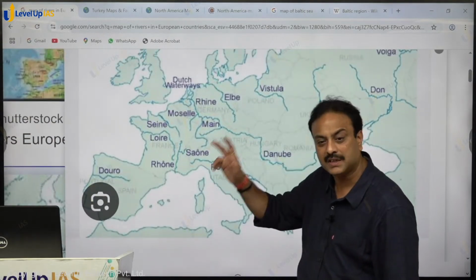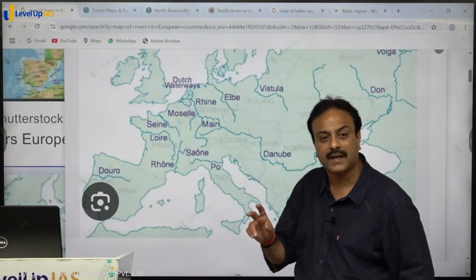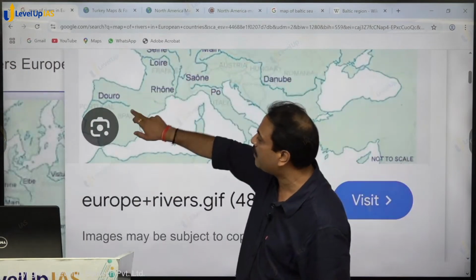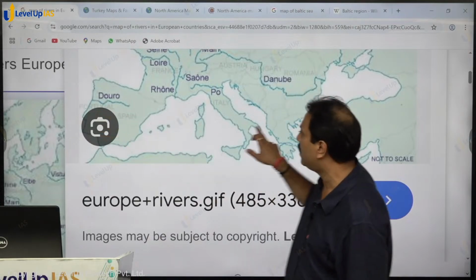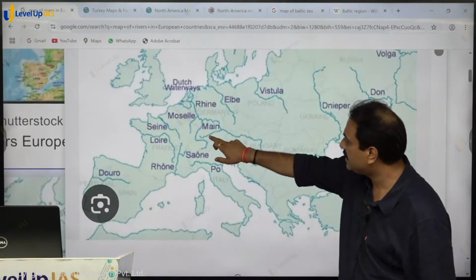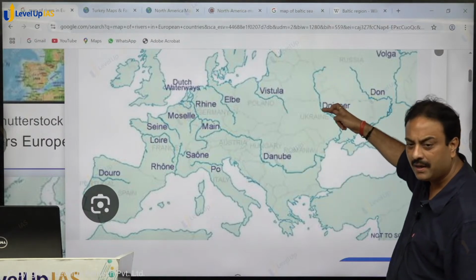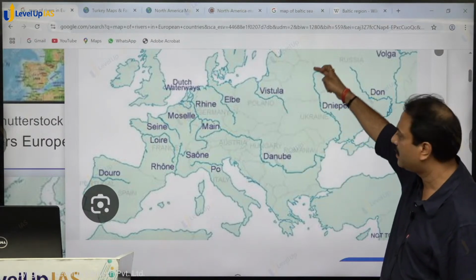Rhine, Weser, Elbe, Germany. Rhone, Loire, Garonne, Seine, France. Douro, that was the option over here, it is in Spain and Portugal. River Danube, it is starting from here, draining in Black Sea. Dnieper, Zelensky located on this river.